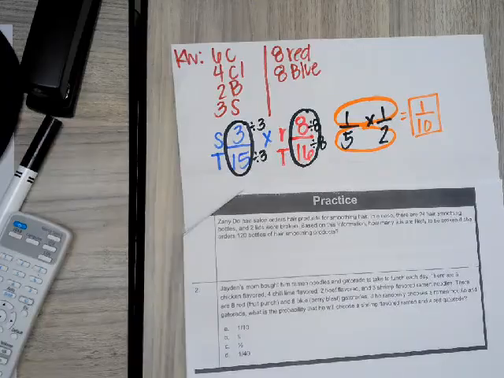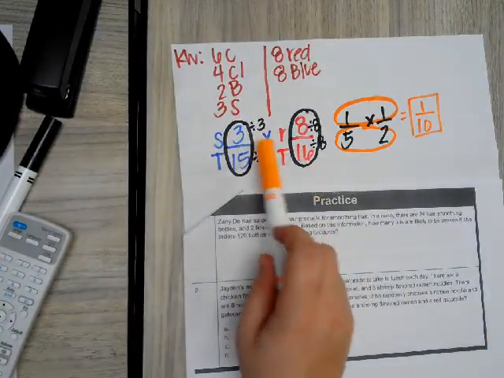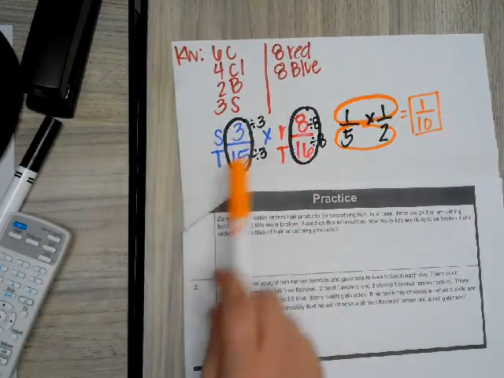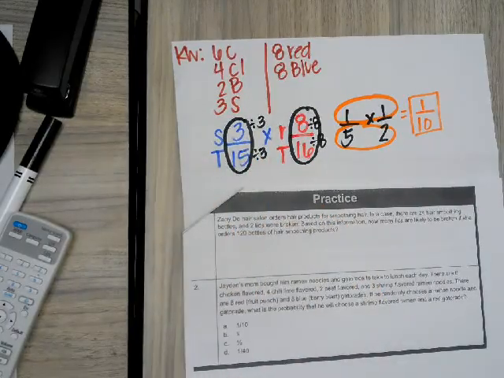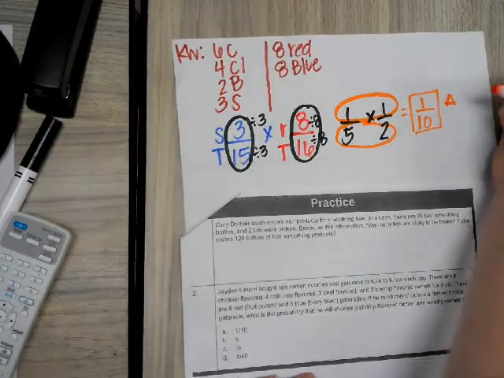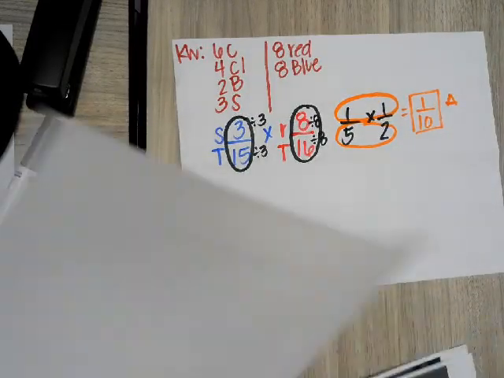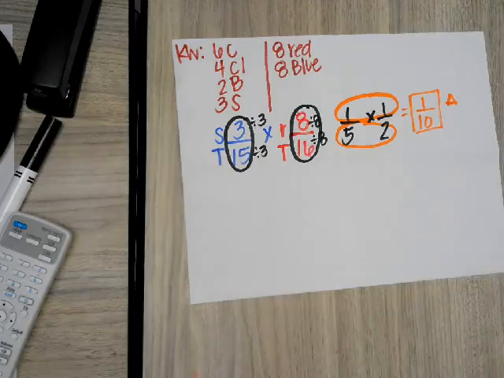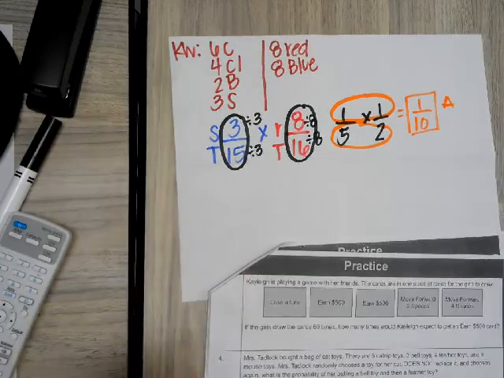The reason why I didn't simplify them diagonal is because I can't do 3 and 16 and 8 and 15. And so my answer was A. Okay, next problem.